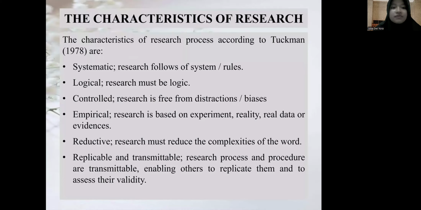And the fifth, reduction. Research must reduce the complexities of the work. So as much as possible, it should be easy to understand. And the last one is replicable and transmittable. Research processes and procedures are transmittable, enabling others to replicate them and to assess their validity.